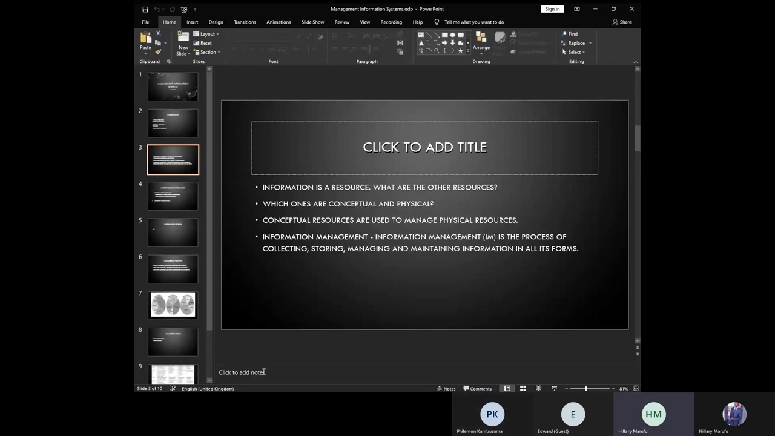Information is a resource. There are several resources that need to be in an organization.